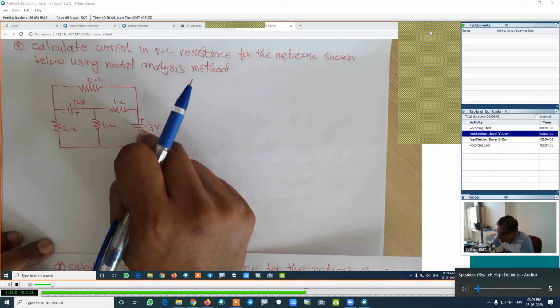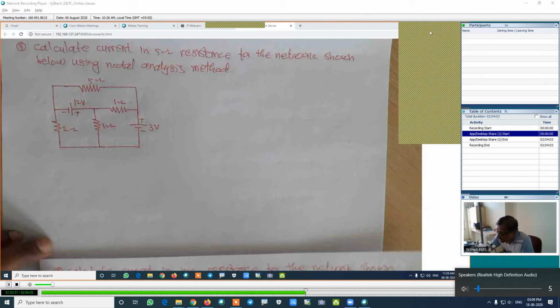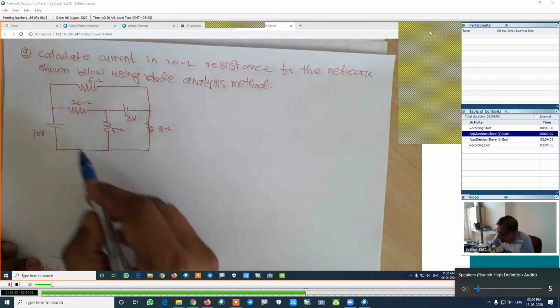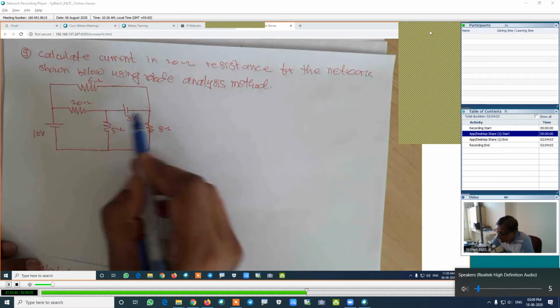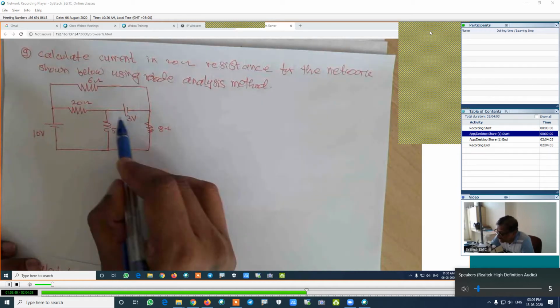Here I am trying to discuss the shifting of the potentials, and shifting of the potential to its nearest node is possible only when the other potential or other node is at the ground potential. Only in that case shifting is possible. I will show another figure.